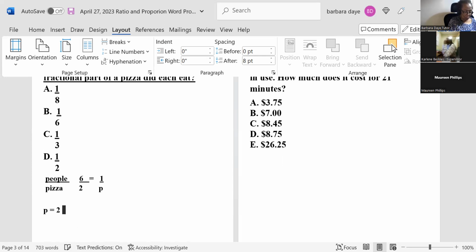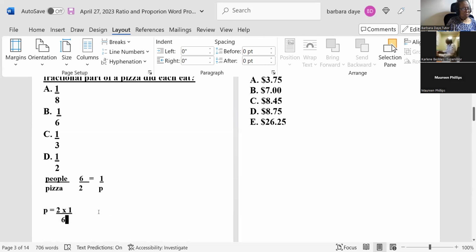2 divided by 6. So what's that equal to, Maureen? 3. You say 3? 2 times 1 is what? 2. And 2 divided by 6 is what? 3. I didn't say 6 divided by 2, Maureen. I said 2 divided by 6. That would give you a fraction. Oh, 1/3. That's it, 2/6 or 1/3.